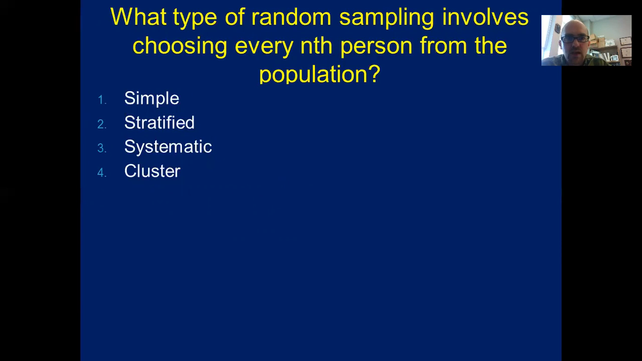And lastly, what type of random sampling involves choosing every nth person? So this could be every 5th person, every 10th person from the population. Okay, so in that case, we're looking at systematic sampling. So that's number 3. Okay, so that basically finishes things up.